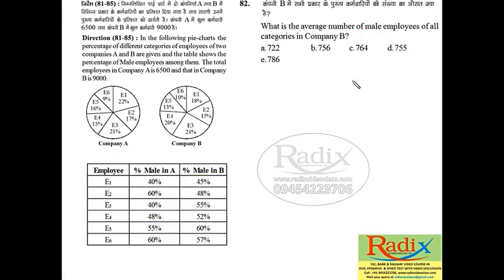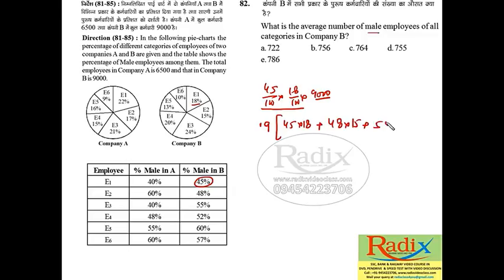Okay, next question. What is the average number of male employees of all categories in company B? Now this question is very interesting and lengthy also, because we have to calculate each and every male in each part of B. See, 45% of E1, 18% of 9,000. So it is clear that for every term 9,000 divided by 10,000 would be common. So we'll take 0.9 common. This is 45 into 18, first part. Second part, 48 into E2 15. Then third part, 55 into 24.